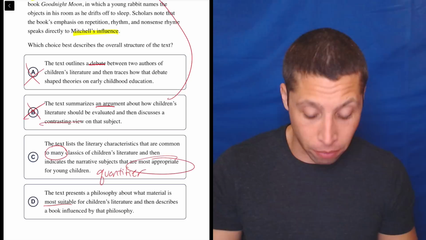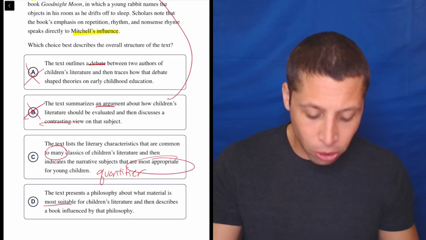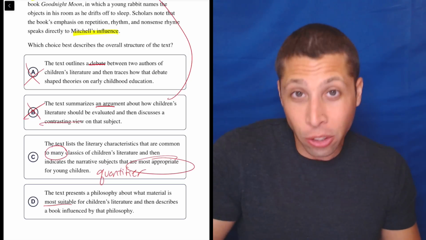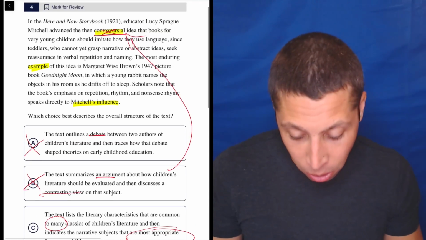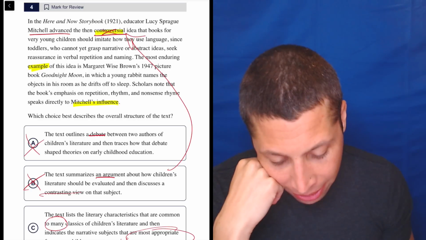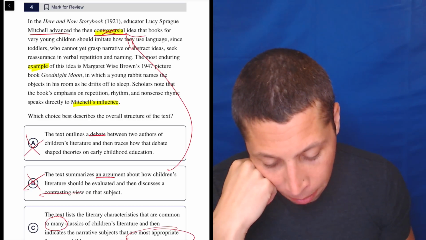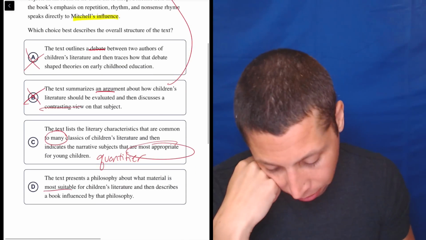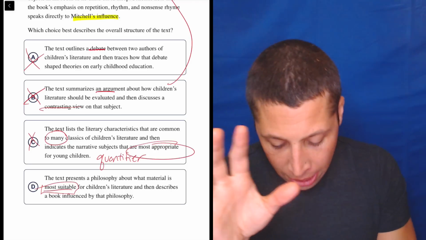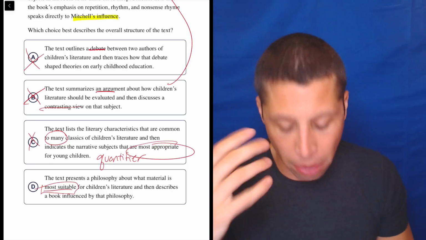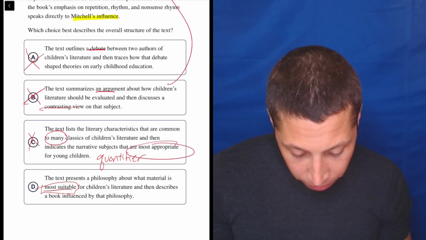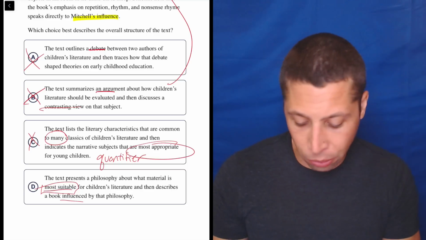So it does have the quantifier, but here it's not arguing that it is the most suitable. It's saying that the person said that it's the most suitable, right? So Mitchell advanced the then controversial idea that books for very young children should imitate how they use language, right? Even that, I feel like I don't love this. It's scary, but I'm okay with it because the other ones are so bad. Because yes, it is a philosophy about the material that should be in children's books. And then it does have an example of a book that's influenced by that philosophy. So this is generally correct.